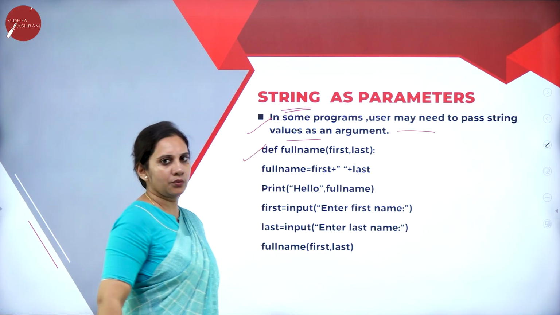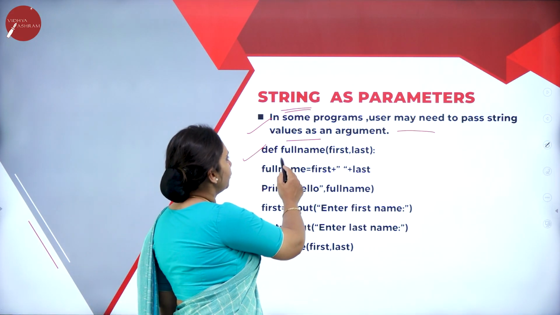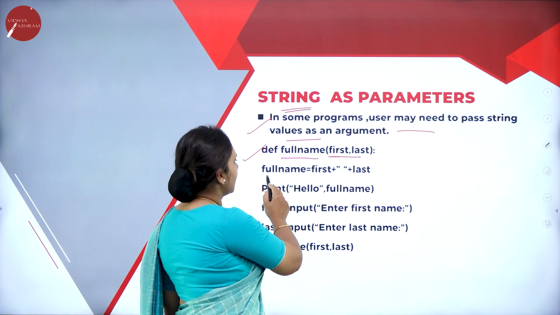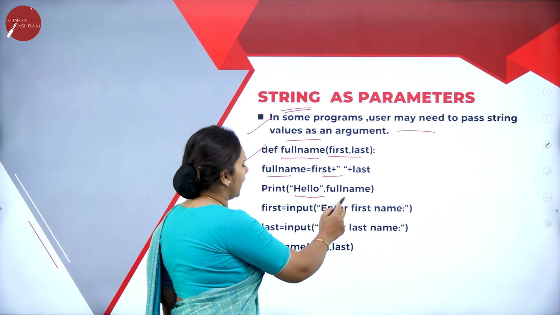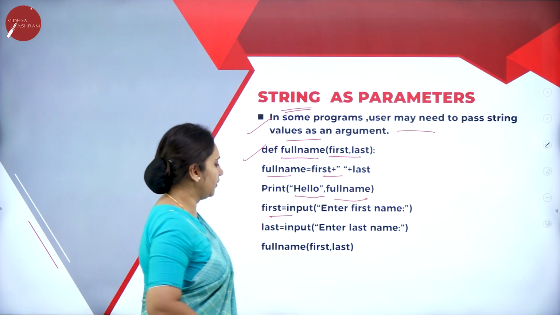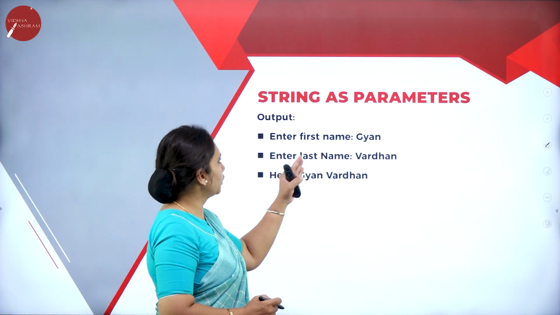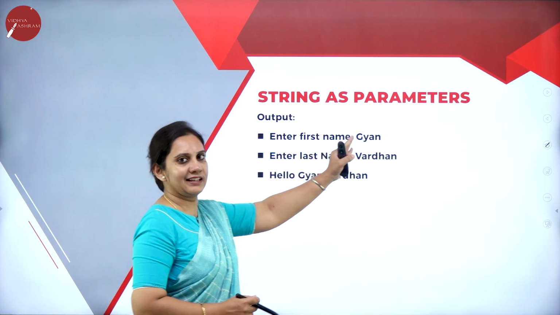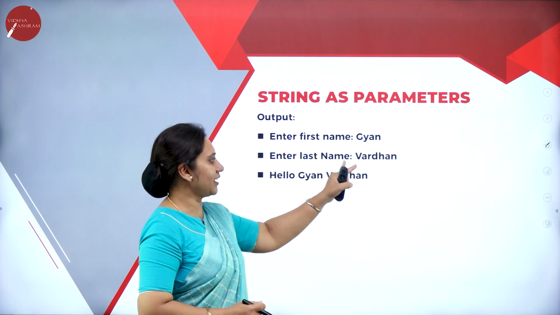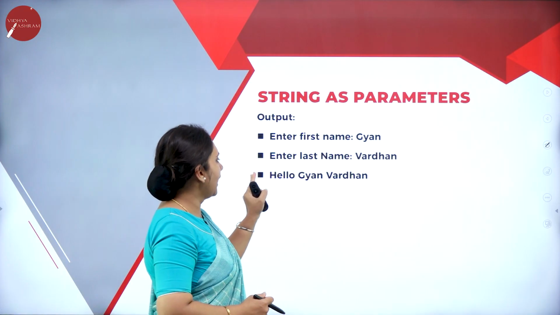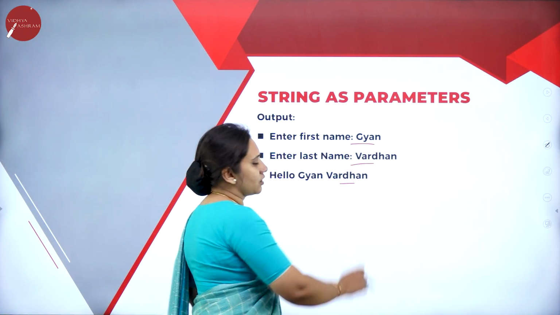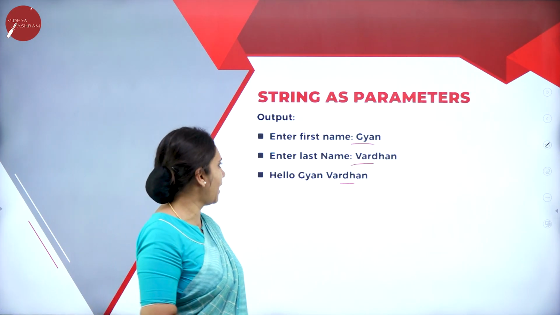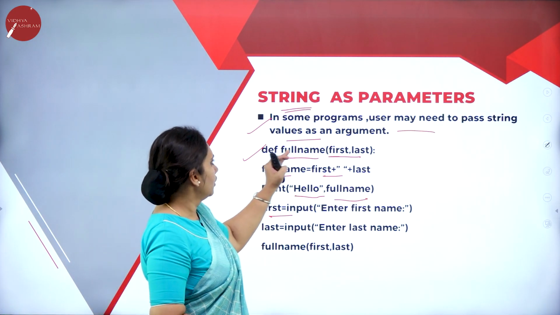So when I want to pass string values as the argument, how can it be done? Again, def is the keyword for a function, full name with first and last, and then print hello and the full name, and input. So the output will be like: first name I'll give as Gyan and last name I'll give as Vardhan, and hello Gyan Vardhan.